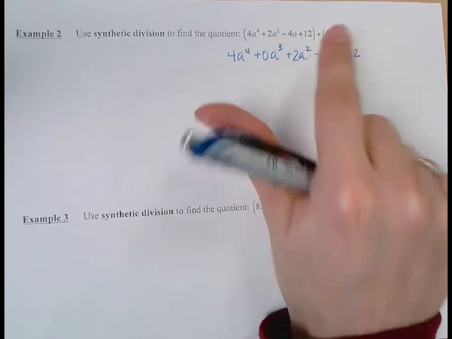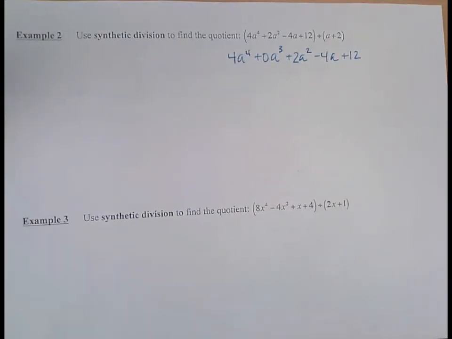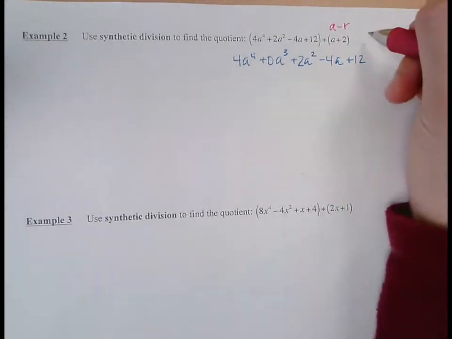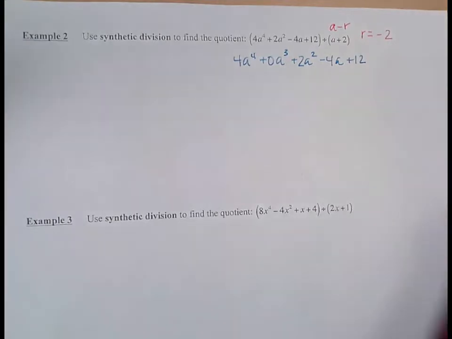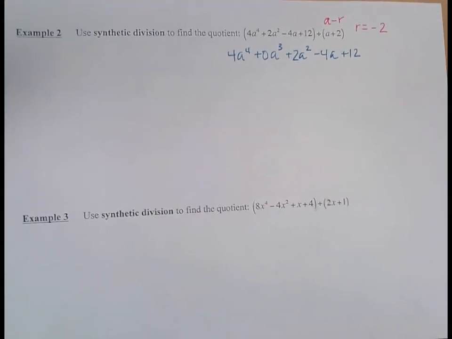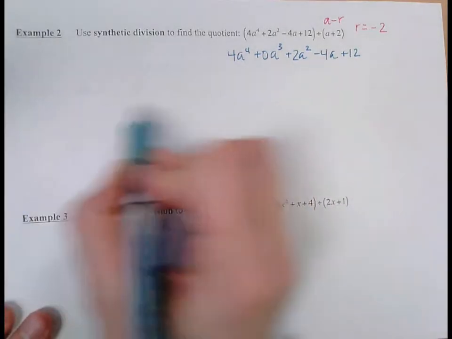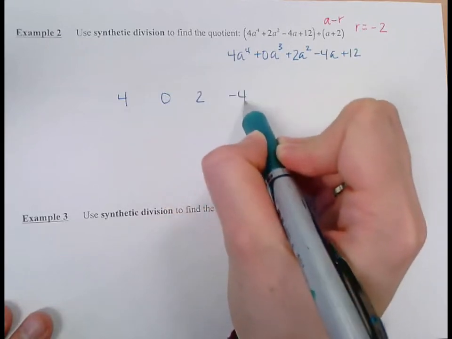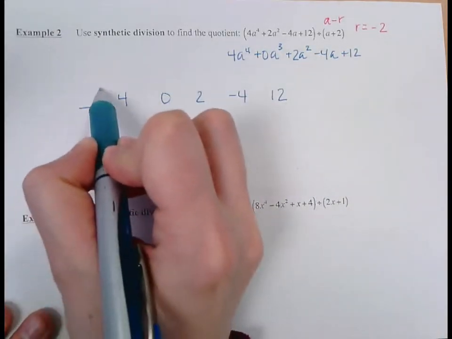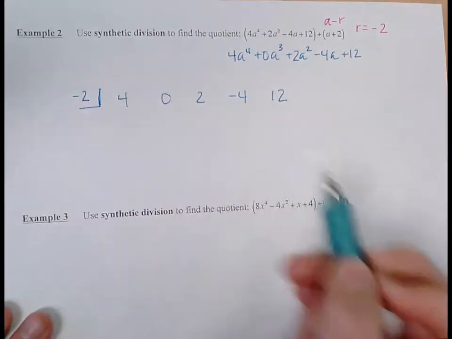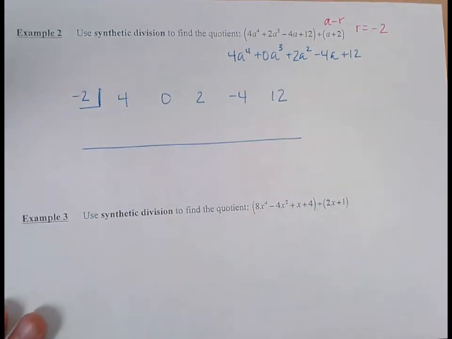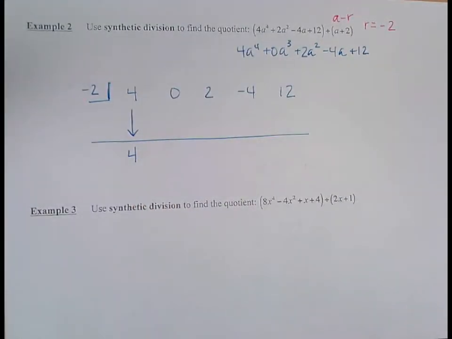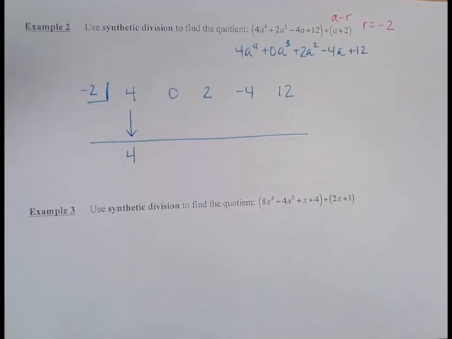Okay, and then I look at my divisor. It's a plus 2. This is in the form a minus r, because our variable is a. What is the r value? Negative 2, the opposite. So then I can set up my synthetic division, write out my coefficients. So those are 4, 0, 2, negative 4, and 12. And then in the box is my r value of negative 2. I can draw the line, and I can bring the first coefficient of 4 below the line. That's all just the setup part.